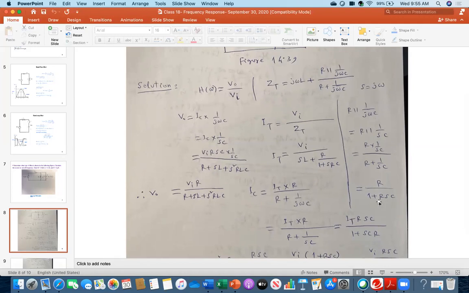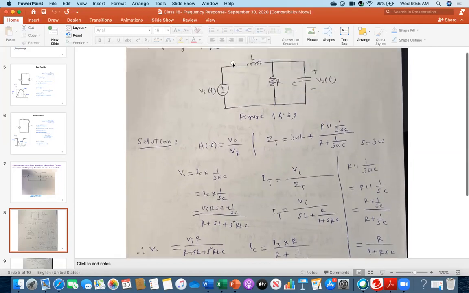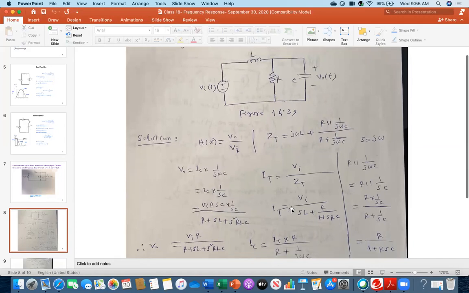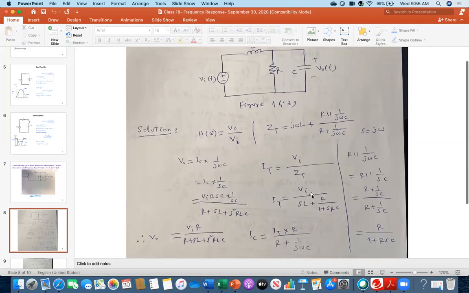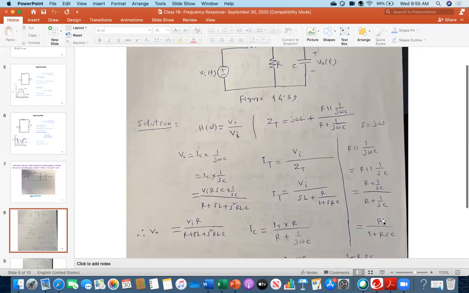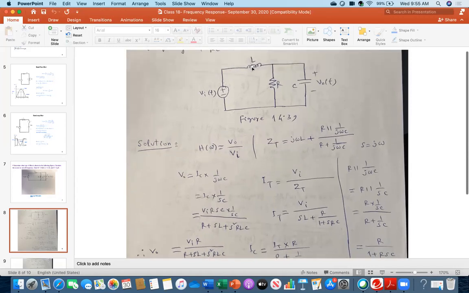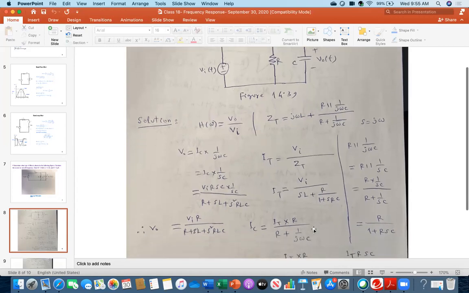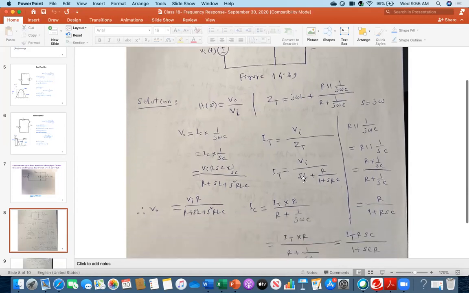Okay, and then I am writing the IT. IT is VI over ZT. So your IT will be here, total current. And then IT, what is VI, what is ZT? ZT means this parallel combination, which is this one, R over 1 plus RSC. And for this one, it is j omega L. I mean, originally I wrote that, but then I just wrote SL so that I can calculate in terms of S, the Laplace operator. And then that is my IT.